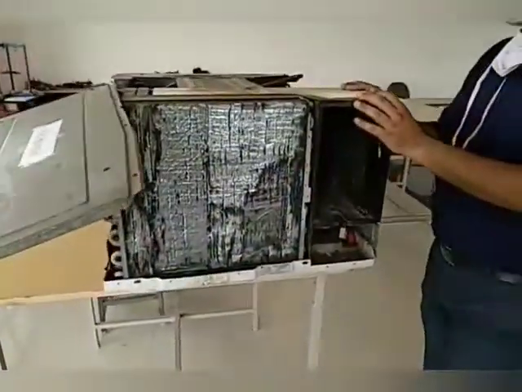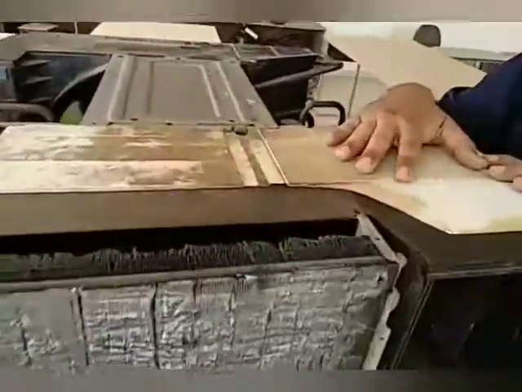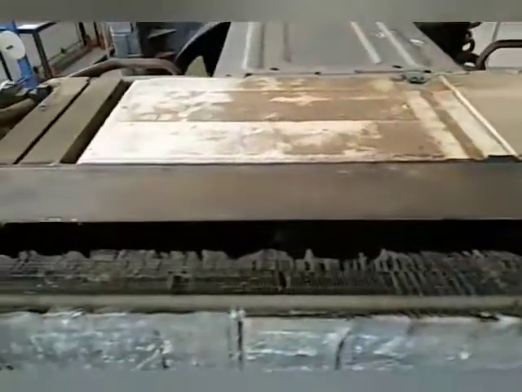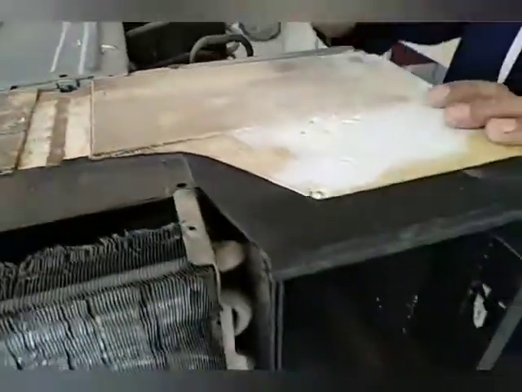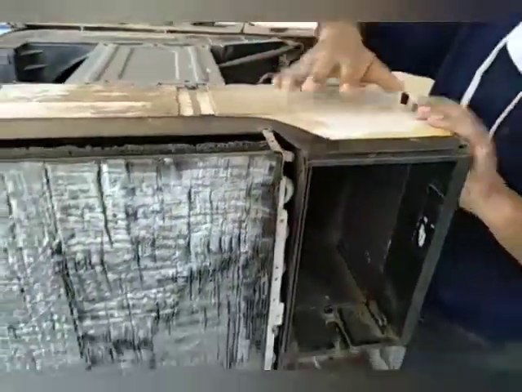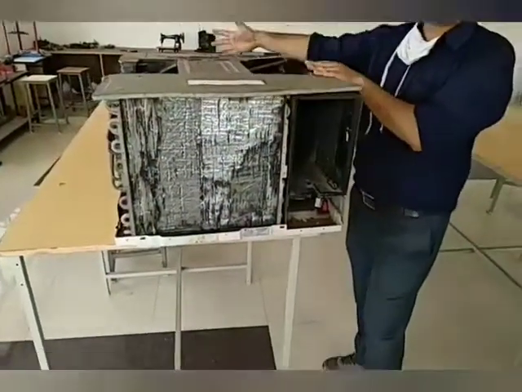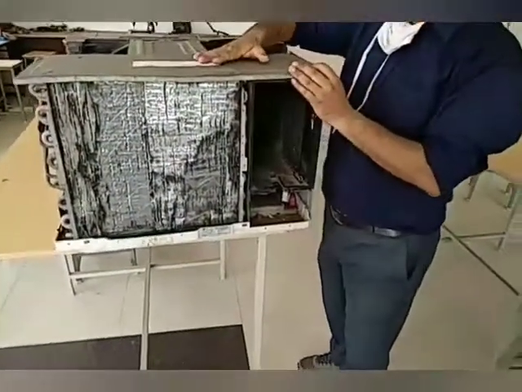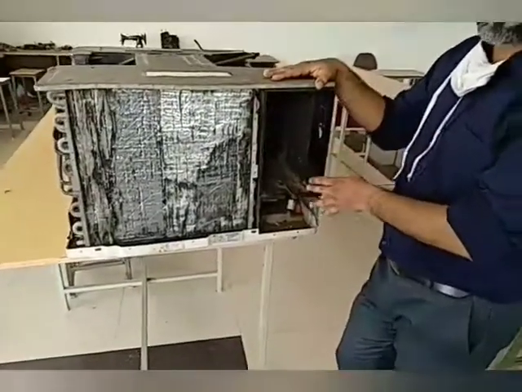And one more thing, this is the thermocol over here. This thermocol is all around this indoor unit. This thermocol acts as an insulator. This is the insulator that restricts the heat transfer from the outer unit to the indoor unit, right? So that's why it cools your room in this way. That's it.